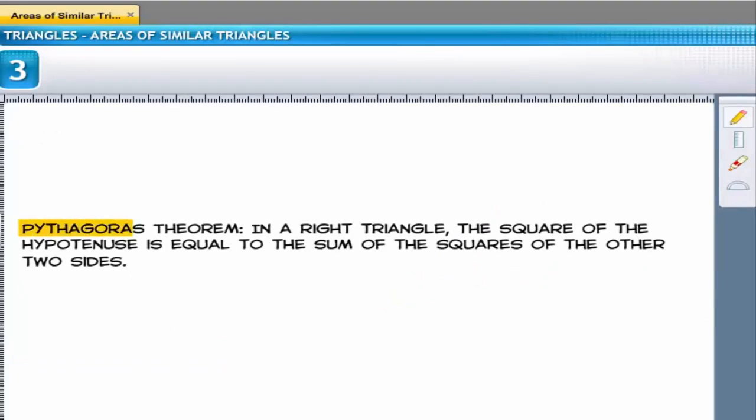Let's recall the Pythagoras theorem. It states that in a right triangle, the square of the hypotenuse is equal to the sum of the squares of the other two sides.